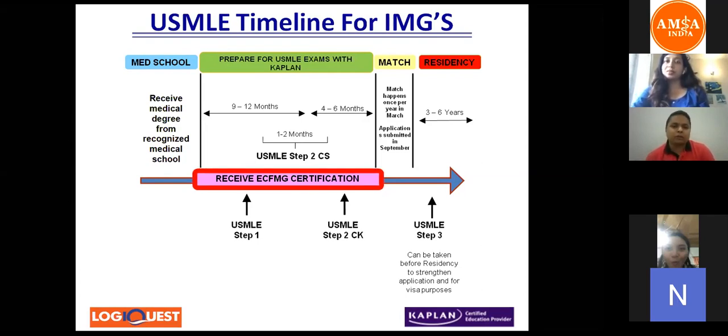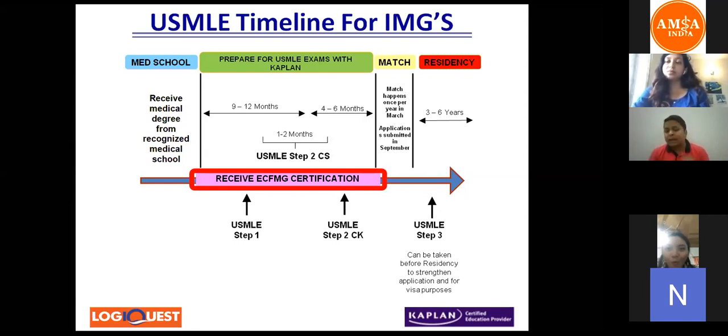ECFMG certification just says that Dr. ABC has cleared all the requirements of being eligible for applying for the US residency. So ECFMG verifies what the requirements are: Step 1, CK, CS, you've done that, okay, now you're eligible, move on to the next level. That is the role that ECFMG plays, for which you need a gate pass. The gate pass is nothing but an ECFMG certification.